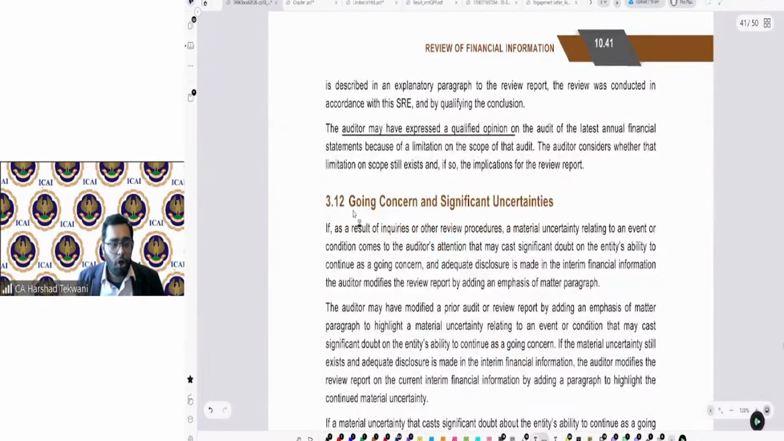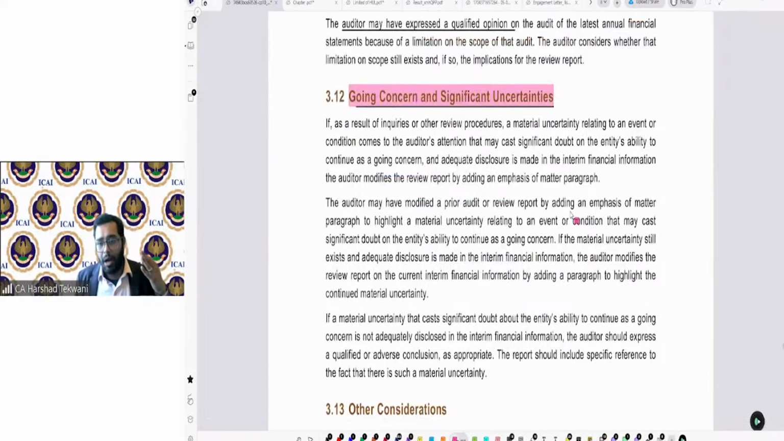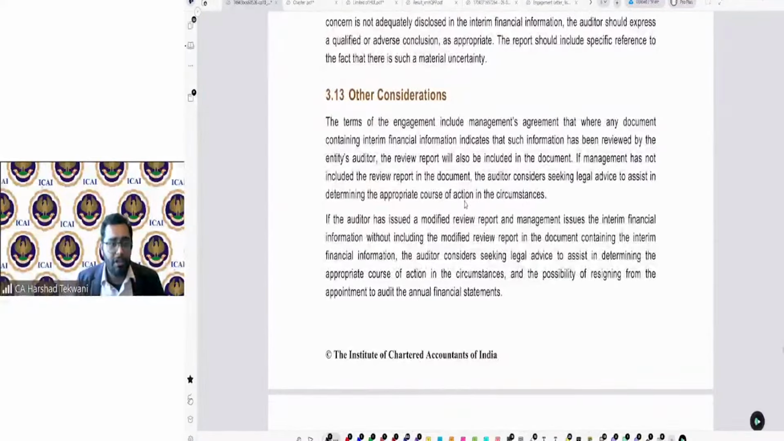Then we have going concern and significant uncertainties. Again, the way we have a requirement under SRE 2400, we have a requirement under SA. On similar lines, we have a requirement of going concern under SRE 2410. Other considerations.